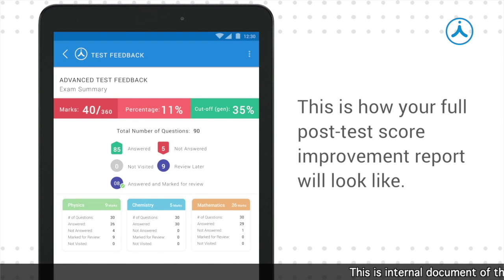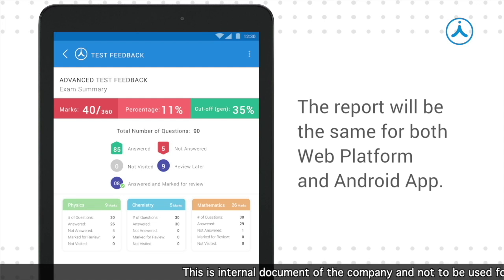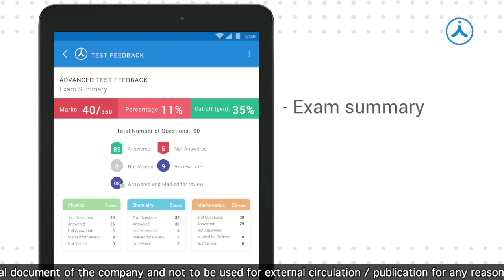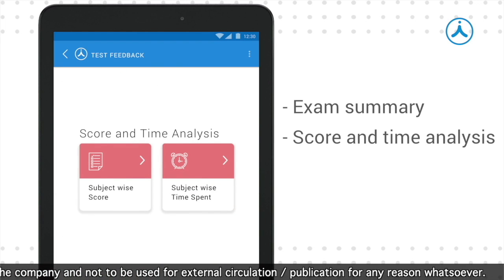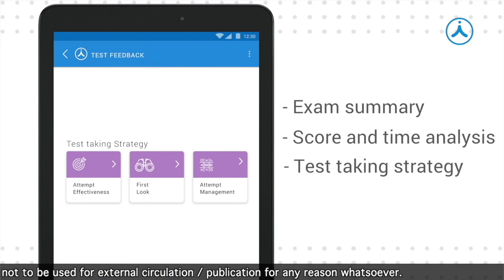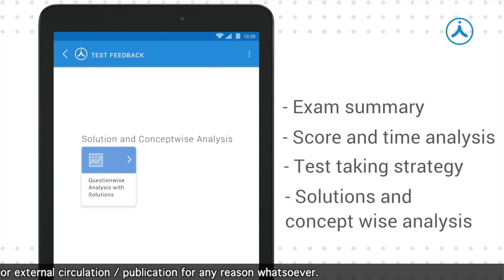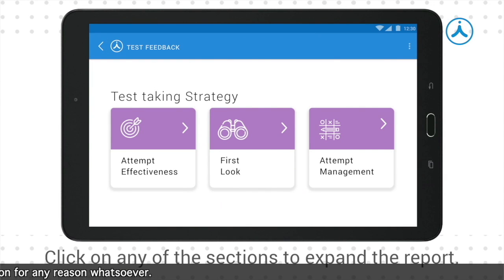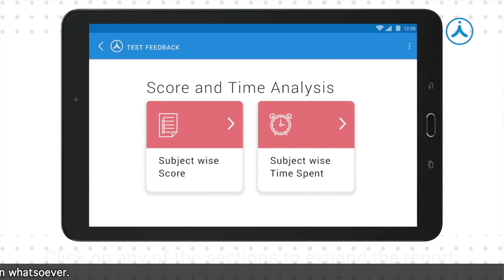This is how your full post-test score improvement report will look. The report will be the same for both web and Android. The report will have 4 main sections: exam summary, score and time analysis, test taking strategy, solutions and concept-wise analysis. Click on any of the sections to expand the report.